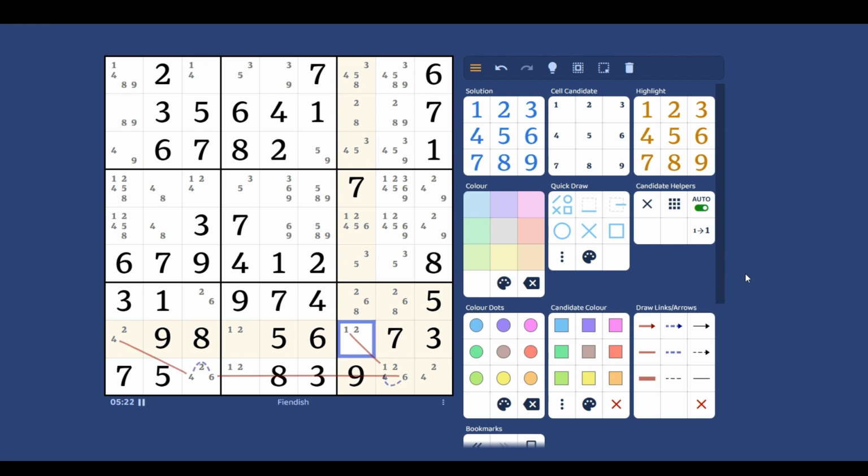And it's called an L3 wing because we went through 3 different candidates, 4, 6, and 1, because we have 2 weak value links. So as you can see, there's a lot of variation in what an L wing looks like, but the defining characteristic is all of our strong links have to be location links.